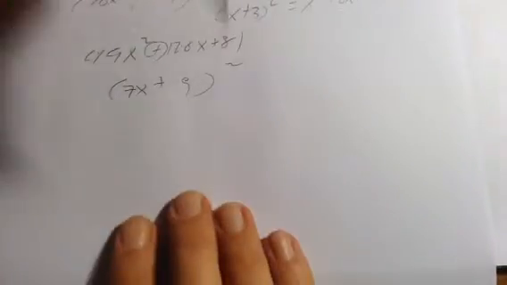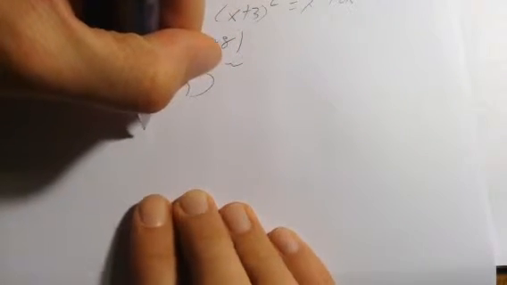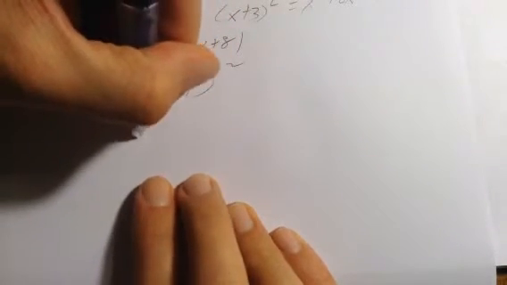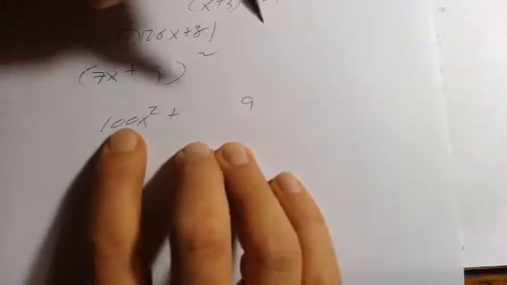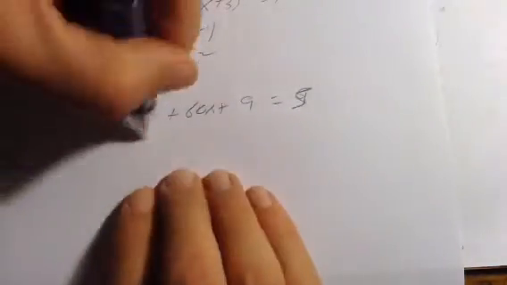Okay? So let's say we have something like this. This will help you a little later down the road, but what if you have, I don't know, 100x squared plus 60x plus 9, equal to, let's say 5 to make it hard. Okay, so we're going to go bang, bang.